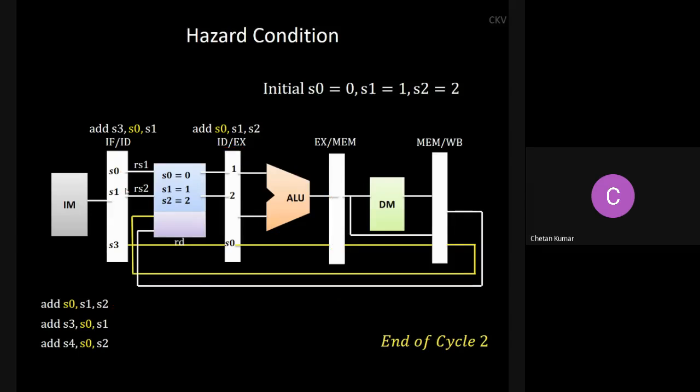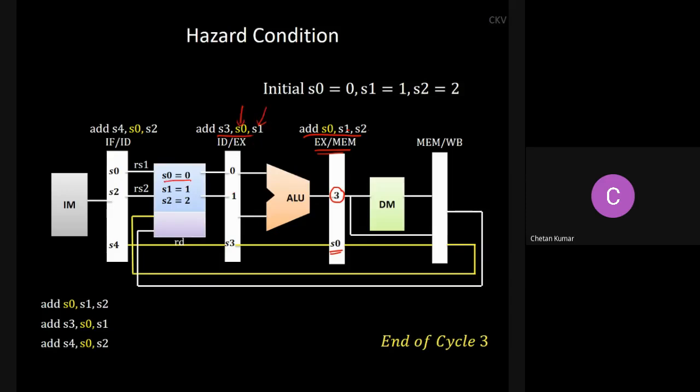So at the end of third clock cycle, your first instruction will now move to the EX/MEM stage, but now the data will be computed, meaning S1 plus S2 is computed, and S0 is basically the destination. So that has moved along with the instruction. And in the ID/EX stage, your second instruction's information will be there, meaning you are reading S0 and you are reading S1.